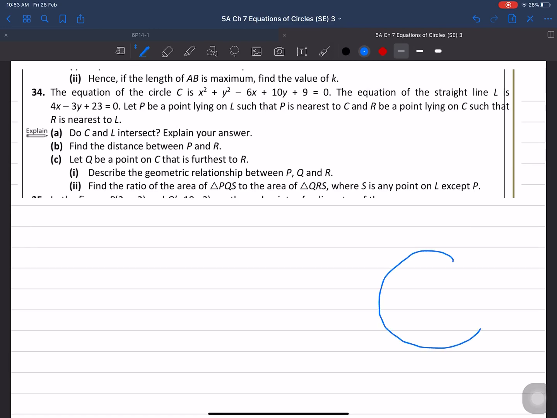If we have a circle here, they may not intersect. P is a point on L such that P is nearest. That means, maybe here. And R will be a point on the circle C such that R is nearest to L. That means R is here. So I have more idea. For example, the center is (3, -5). I have this straight line.